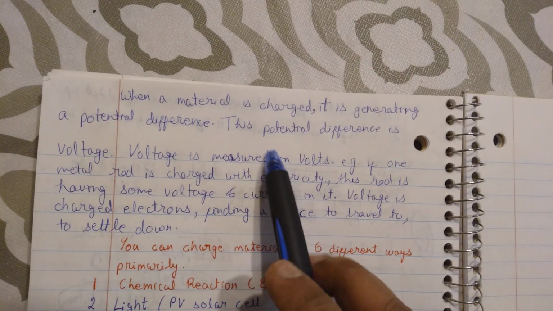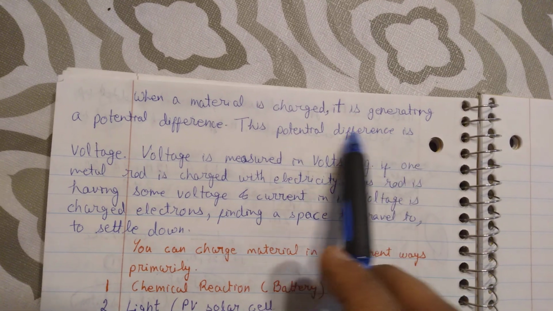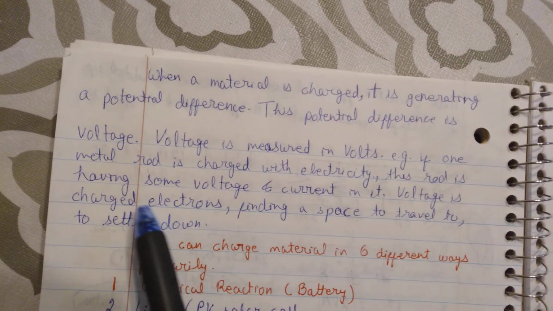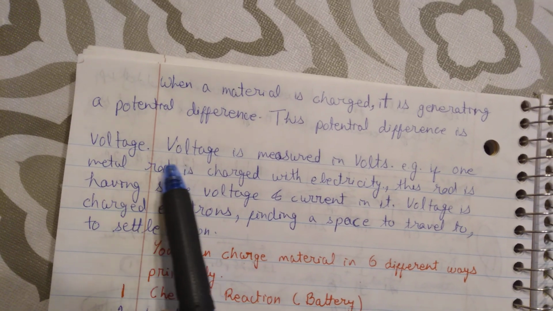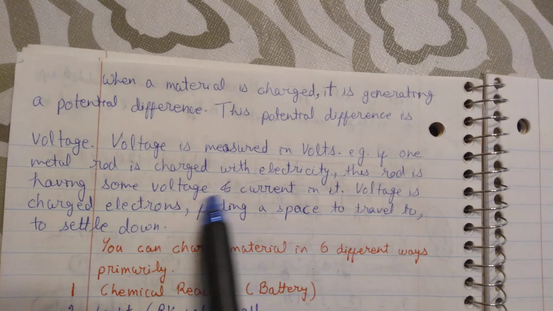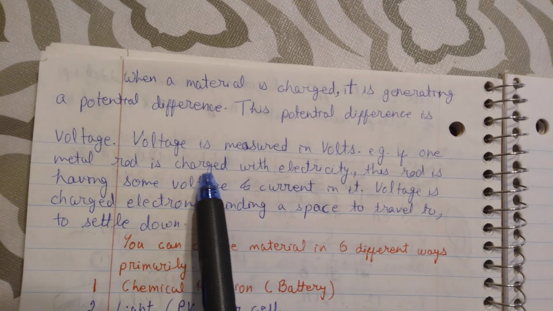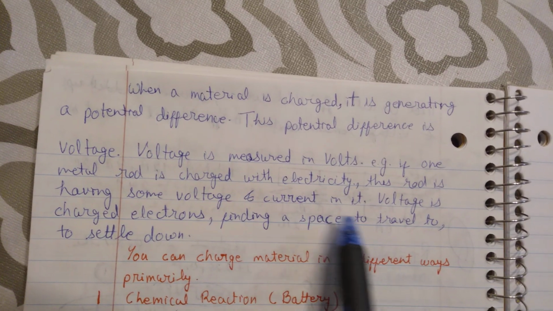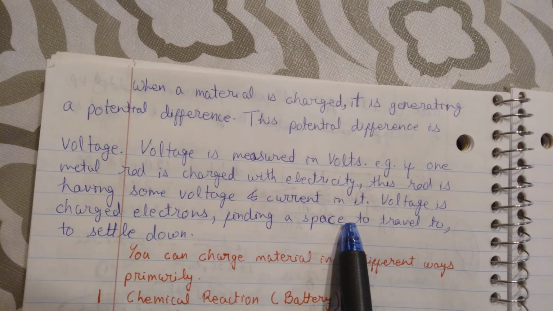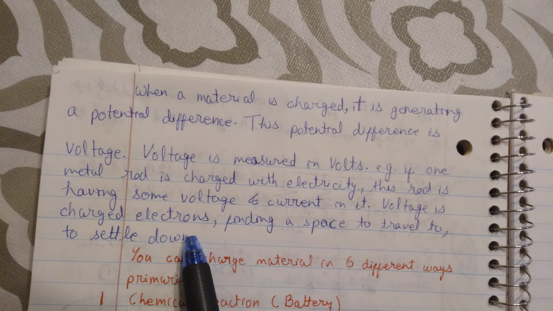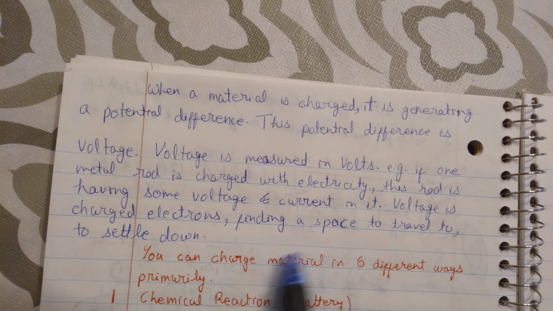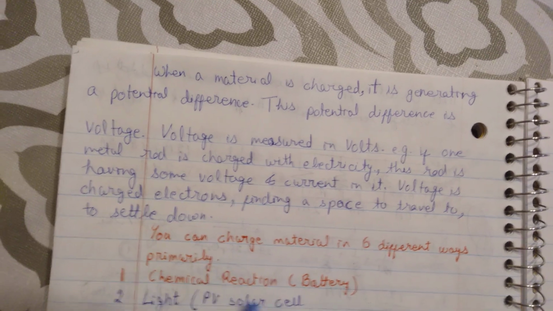So, when a material is charged, it is generating a potential difference. This potential difference is voltage. Voltage is measured in volts. For example, if one metal rod is charged with electricity, this rod is having some voltage and current in it. Voltage is charged electrons finding a space to travel to settle down.